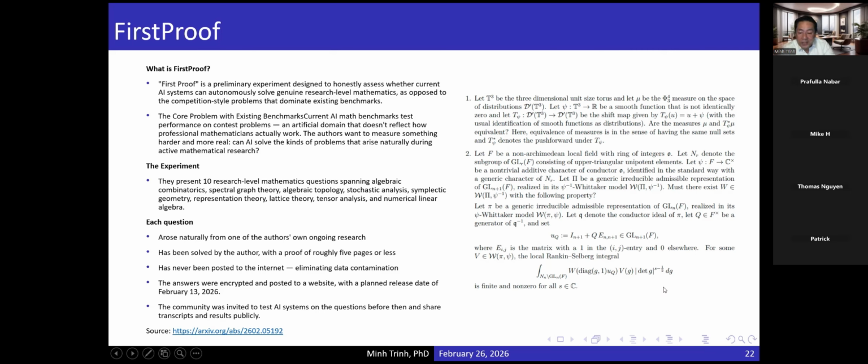So this is one sample problem. It's the first of the first two problems of these things. I'll spare you reading this, but these are not trivial questions. These are things that top mathematicians from Stanford, Harvard, and so on came up with.